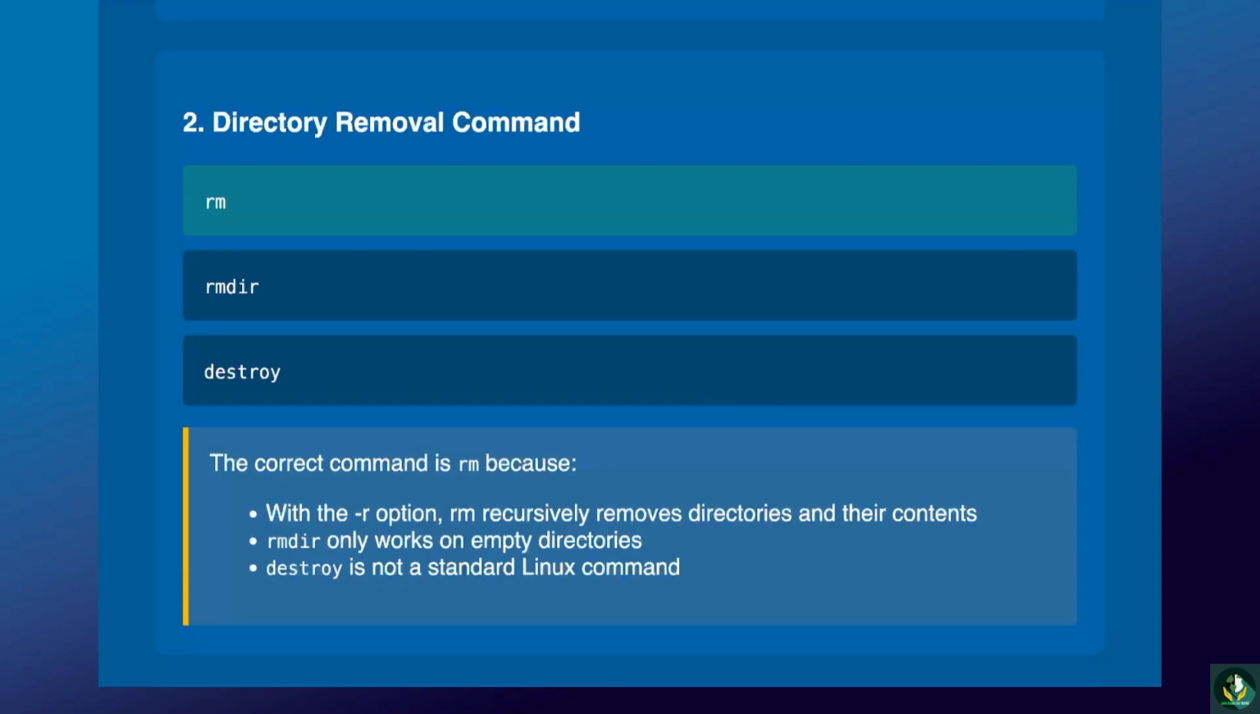rmdir only works on an empty directory. So as you remember, if we try to remove a directory which is not empty with rmdir or the rm command, we'll get an error. We need to use the rm -r option to remove all files recursively contained in this directory. And destroy is not a standard Linux command.